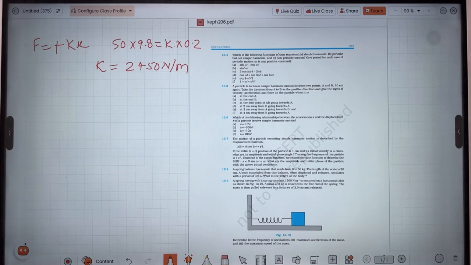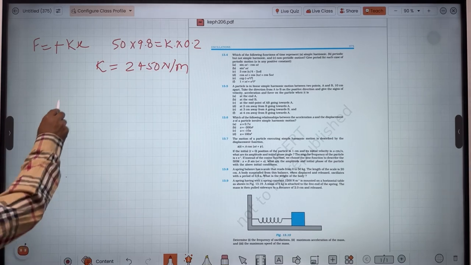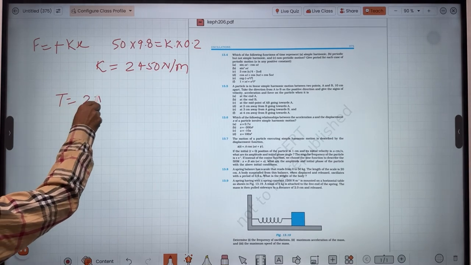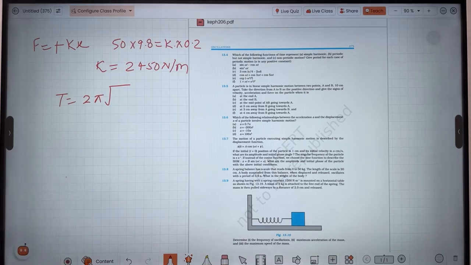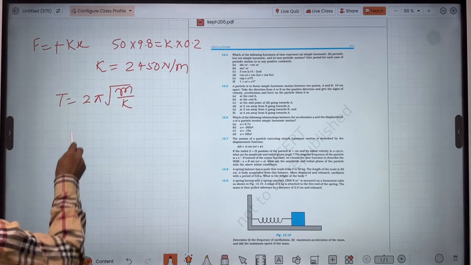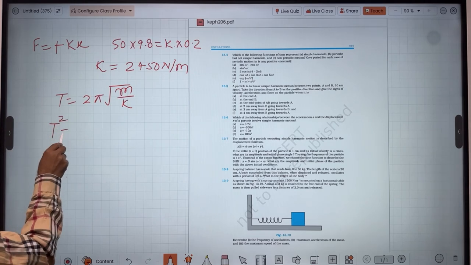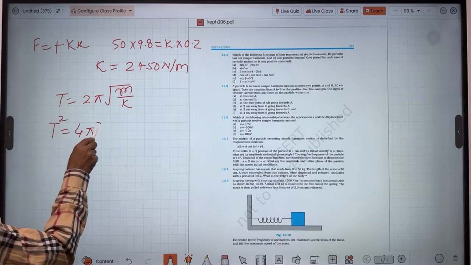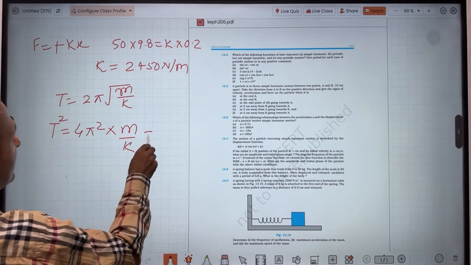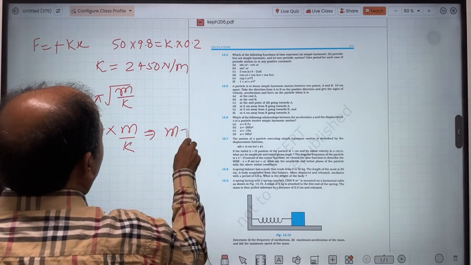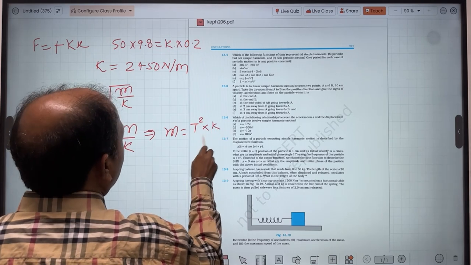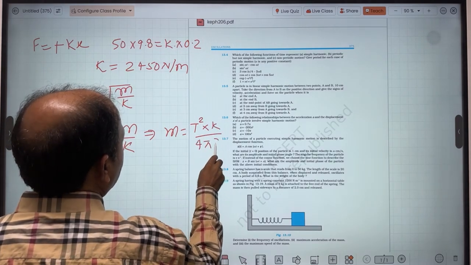Now the thing is simple. We have to find out what is the time period. So first of all, let's put the equation of time period, 2 pi root m upon k, right? Here our concern is to find m. So first let's square it. T square equal to 4 pi square into m divided by k, which gives m equals T square into k divided by 4 pi square.